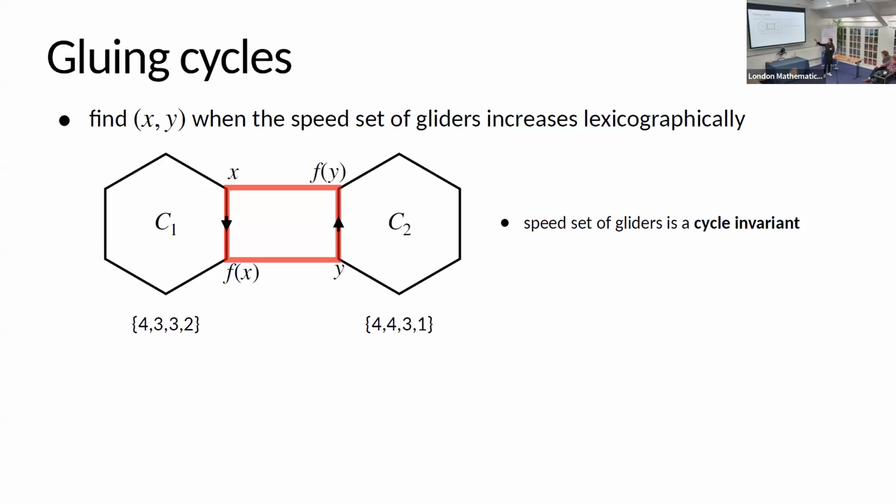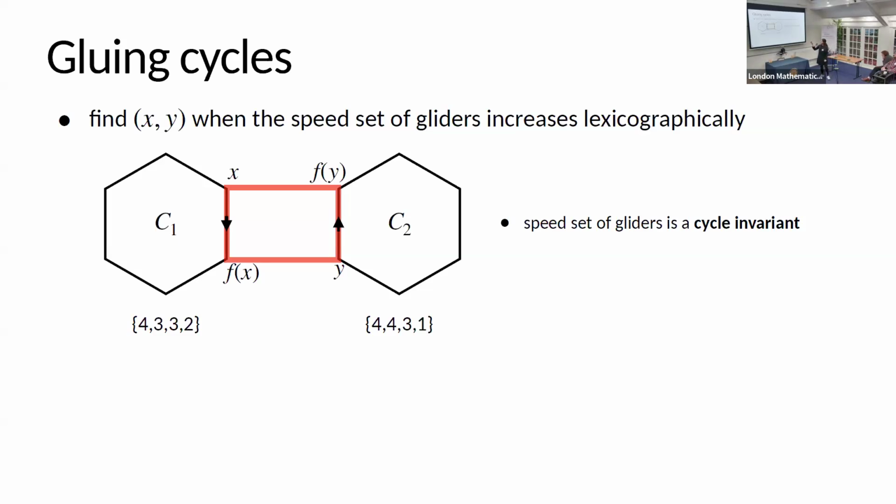Okay, so let's assume for C1, the gliders are 4, 3, 3, 2. We join it to another cycle such that, if you consider this as a number partition, there's a lexicographic increase in the speed set. So for example, 4332 and 4431. 4431 is bigger than 4332 lexicographically. Okay, so we try to join these two cycles together.